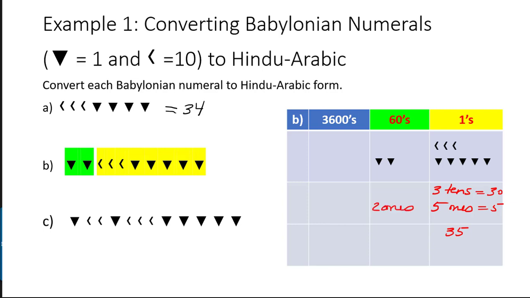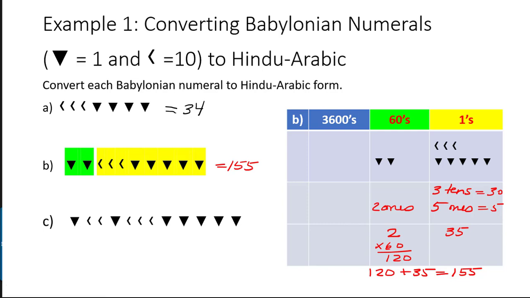Since it's in the second grouping to the left, that means that each of those 1s has a value of 60. So the 2 1s would normally be worth 2, but because of their position, it's 2 times 60, or 120. In our number system, this would be 120 plus 35 equals 155. Let's look at part C.